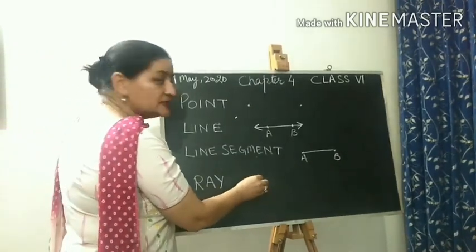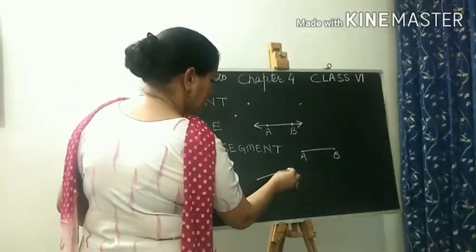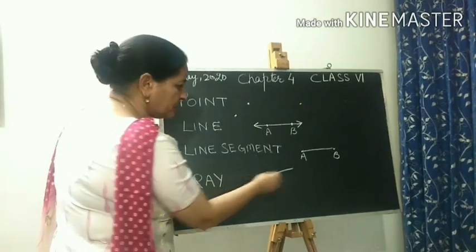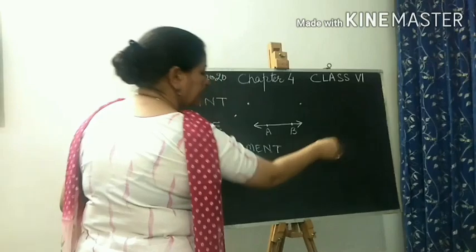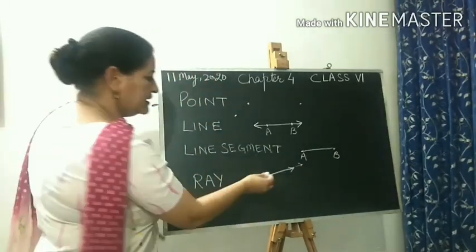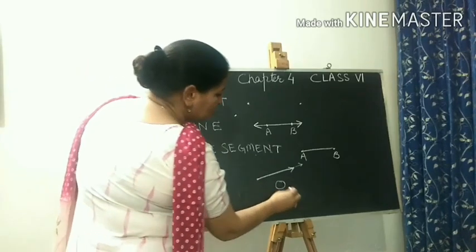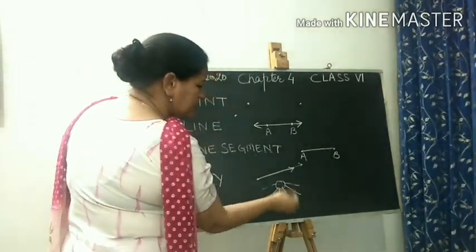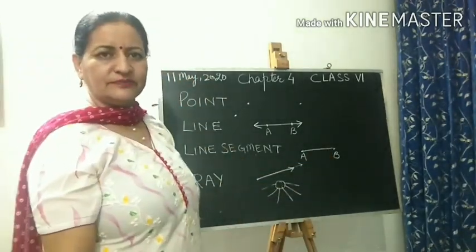Next is ray. A ray has one starting point. It is starting from a fixed point and it can move towards one direction endlessly. It just has one starting point, just like rays of the sun coming. The starting point is fixed and they can go in any direction.